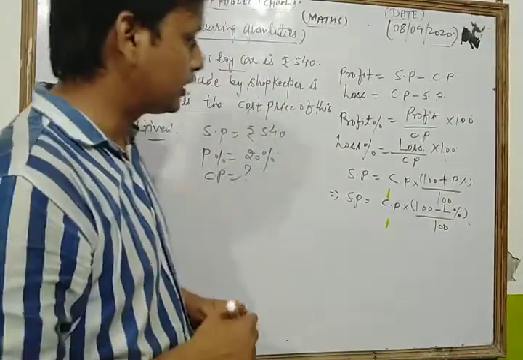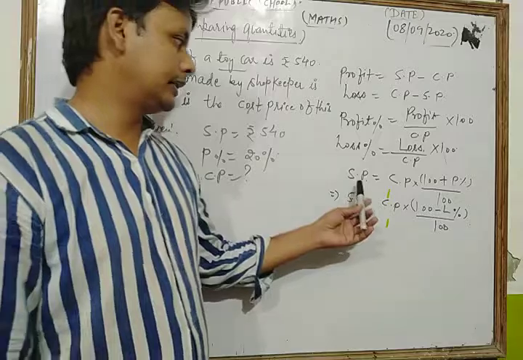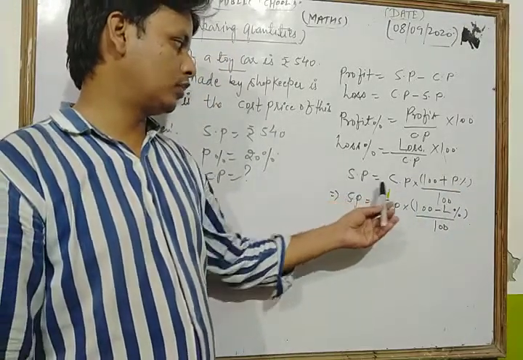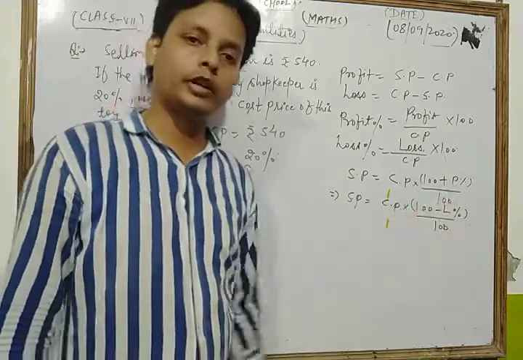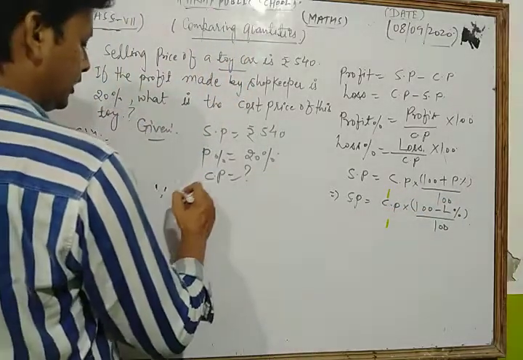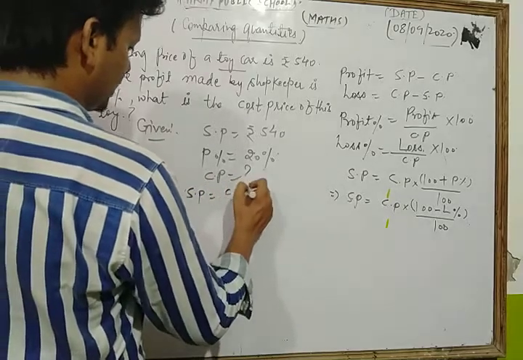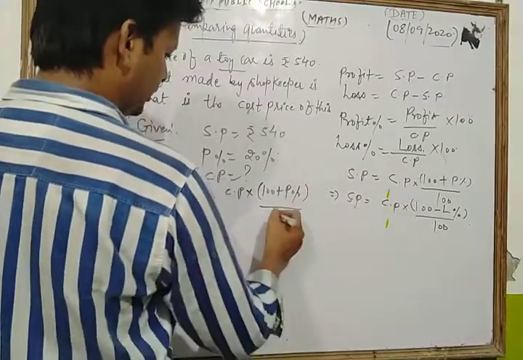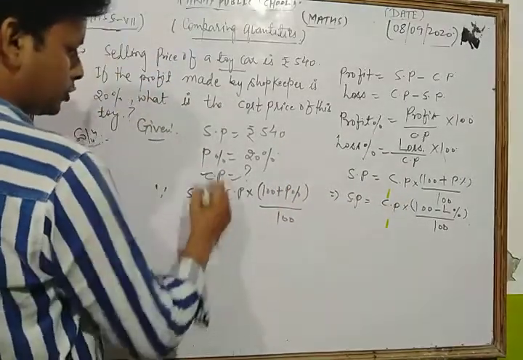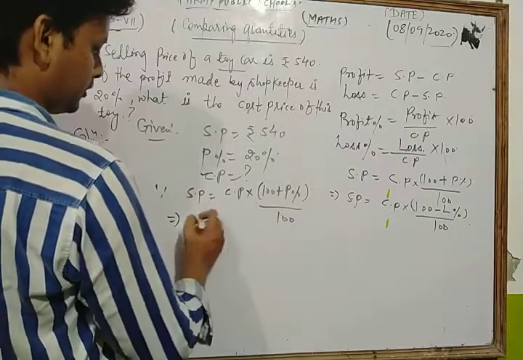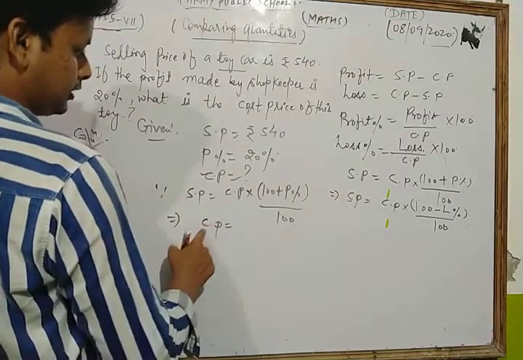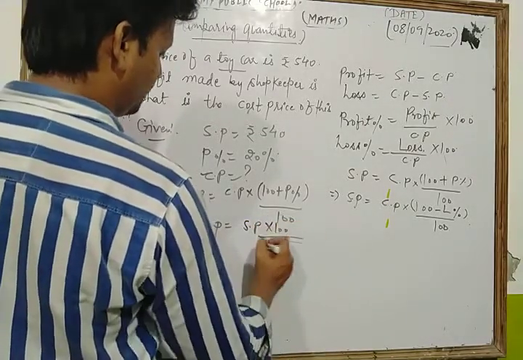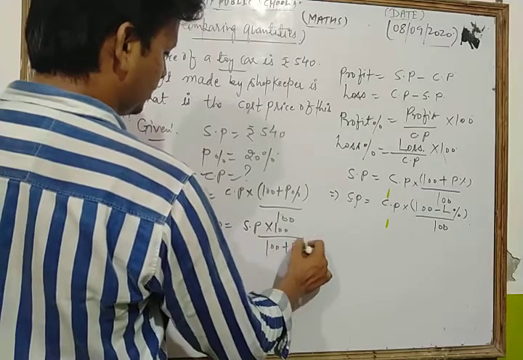Now what do we do, dear students? We know that the relation between selling price, cost price and profit percent is: selling price is equal to cost price into 100 plus profit percent upon 100. Then we find the cost price. So by transferring that formula, we write the cost price of that toy will be selling price into 100 upon 100 plus profit percent.